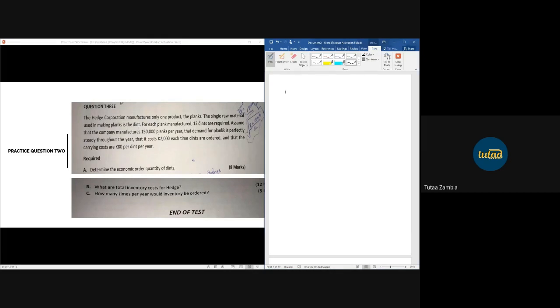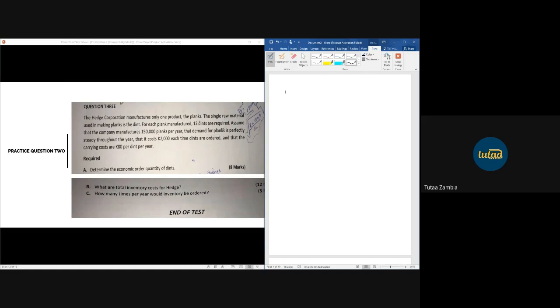If we look at required part A, it says determine the economic order quantity of dints. So what we are calculating here is dints: the economic order quantity for dints, the total inventory cost for ordering and holding dints, and the number of times we order these dints.